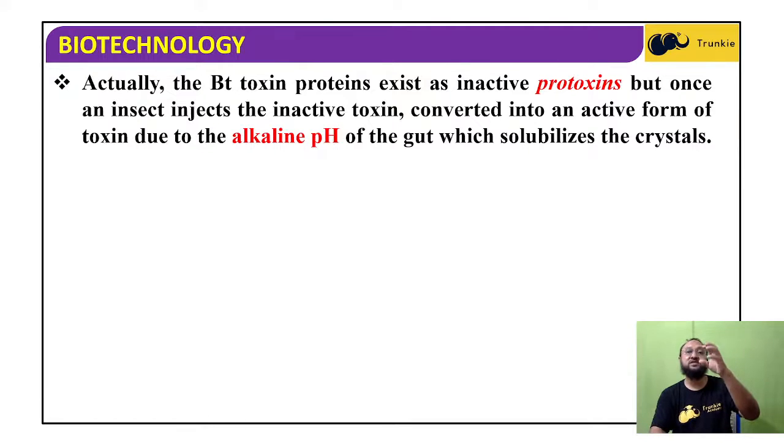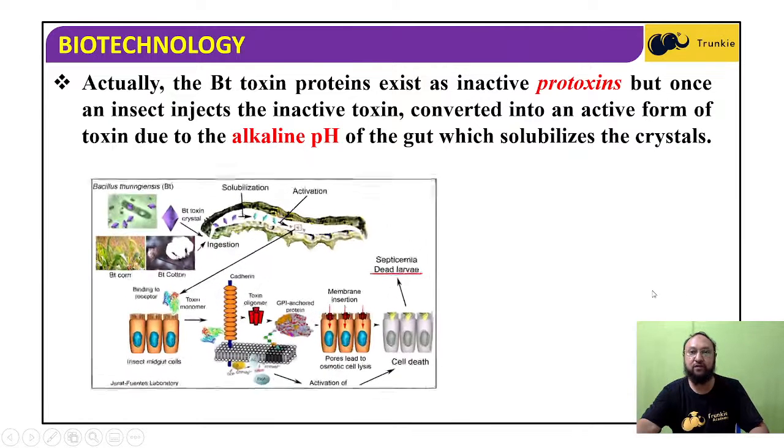So this Bt toxin, before ingesting, is in the inactive form as protoxin, not the active form. But as soon as it enters the gut of the insects, due to alkaline pH, it is converted into the active form. The alkaline pH solubilizes the crystals and converts them into active toxin, from protoxin to active toxin.